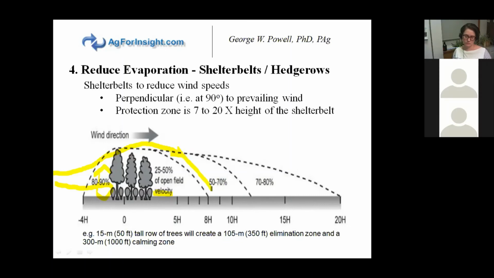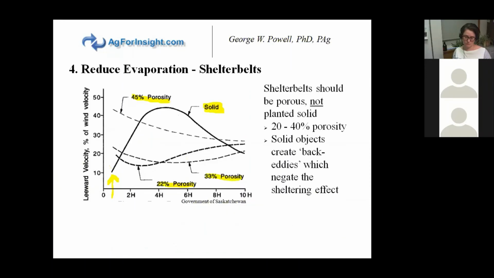And so with that weight moved higher into the air, gravity pushes it to the ground and it creates more energy, more speed. So what you'll often find is it comes down with more energy. It can scour portions of your field out, and you've got no sheltering effect from that point on. So again, very important that your shelter belts should be porous and not planted solid.